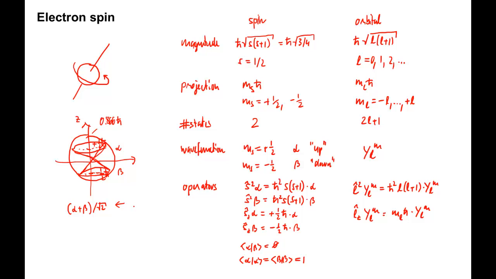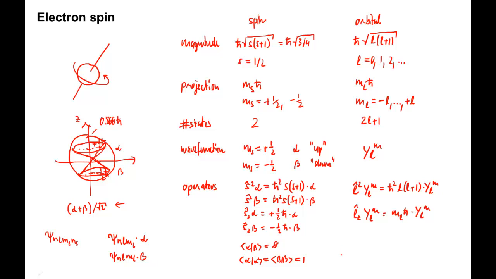We can now include the electron spin in the overall wave function of the electron in a hydrogenic atom. It depends on 4 quantum numbers total, so psi of n, l, m sub l, m sub s. The wave function is a product of a spatial part, psi n, l, m sub l, times a spin part, alpha for spin up, or psi n, l, m sub l, times beta for spin down.